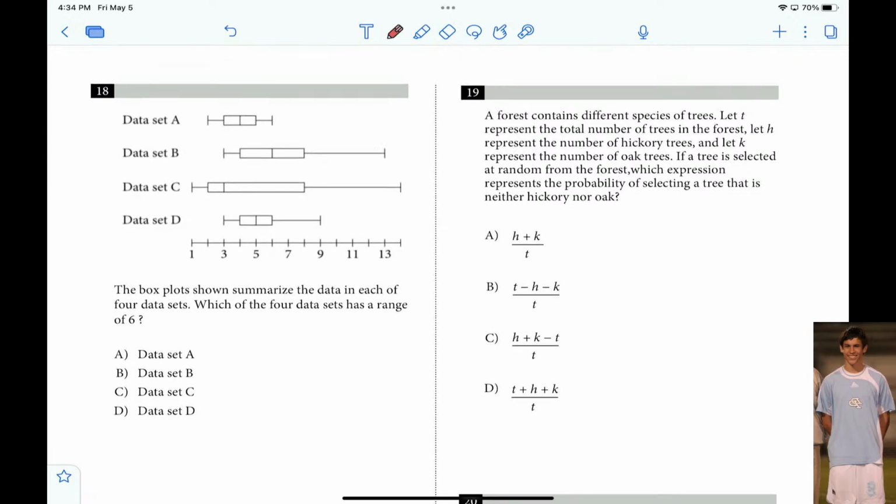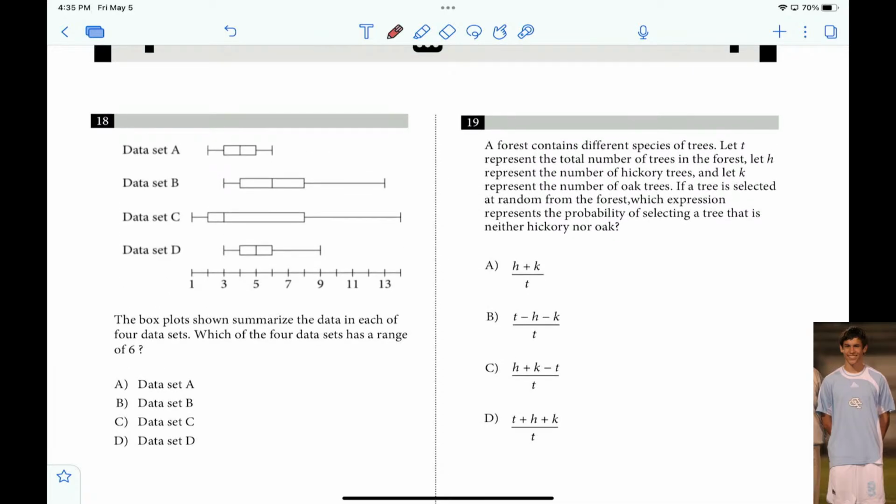So I'm just going to very quickly teach median. The median's super easy. The median is just the line in the box. So that'd be the median. That right there would be the median. That one would be the median. So all of those are the medians of their respective data sets.